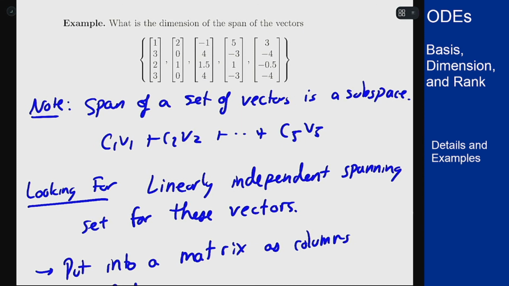That's an example showing how you can use techniques we discussed previously, like row reduction, to talk about these new terms like dimension and compute what that is for a given set of vectors.